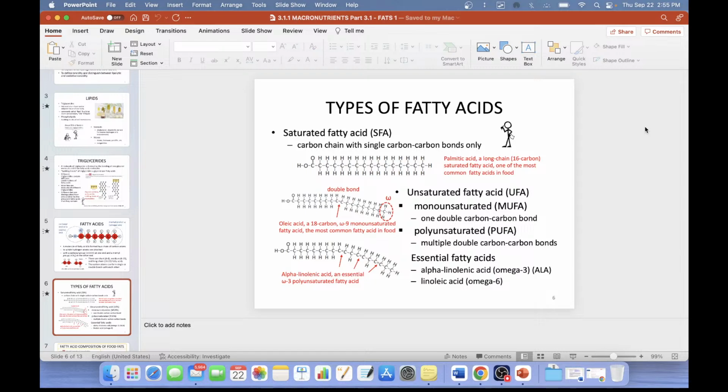Okay, so any question about what I said so far? That's a classification of fatty acids.